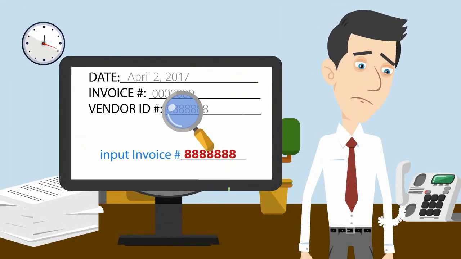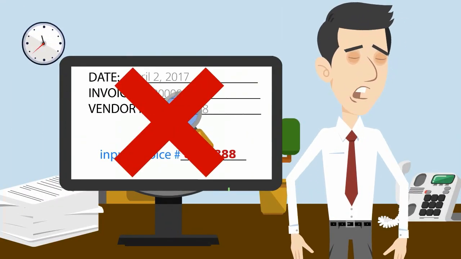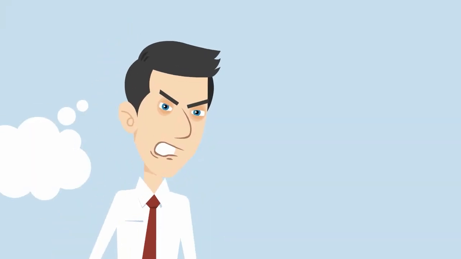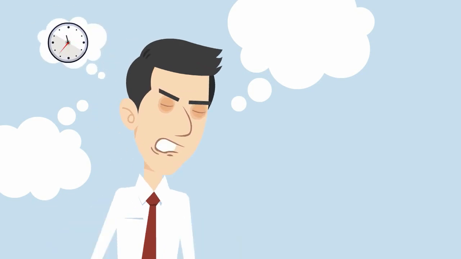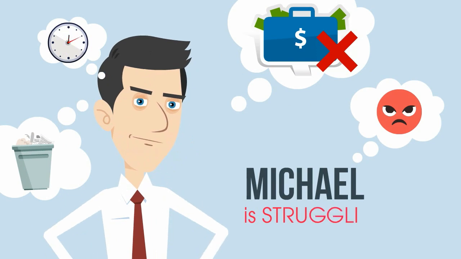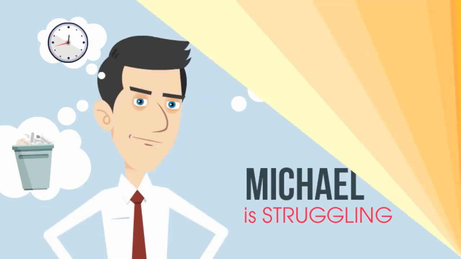However, automatic recognition isn't 100% accurate. Michael would have to spend up to 1 to 3 months correcting these mistakes, and on top of that, pay over $1 a page. That could really add up.